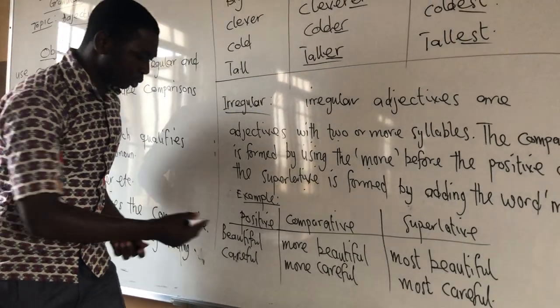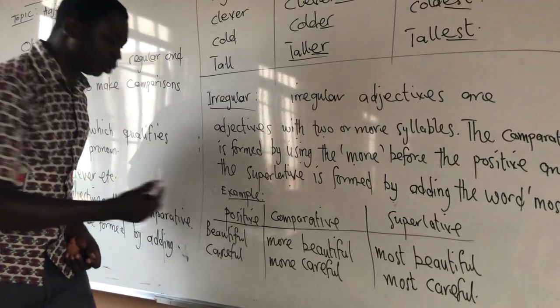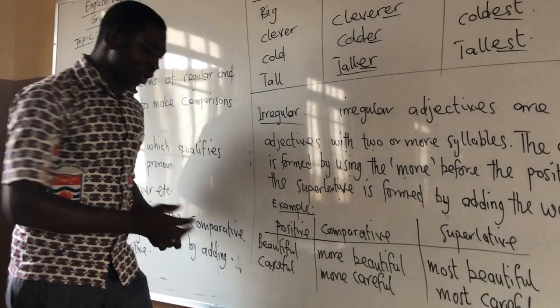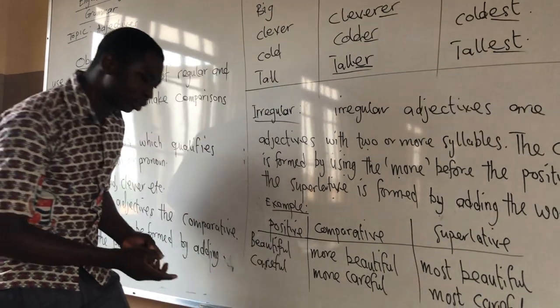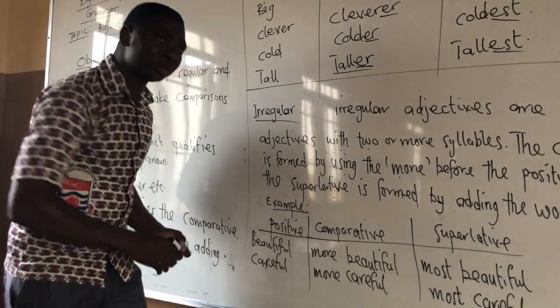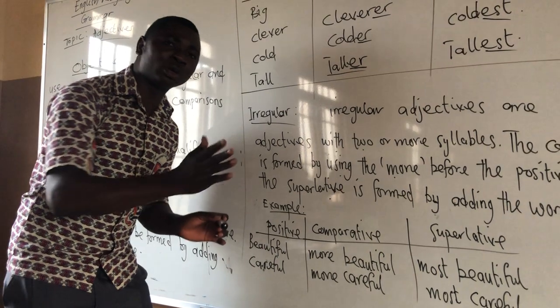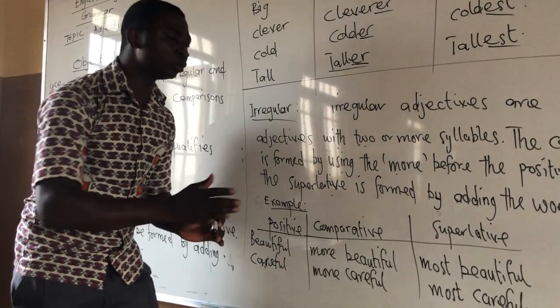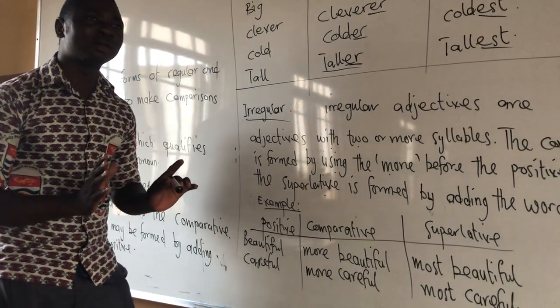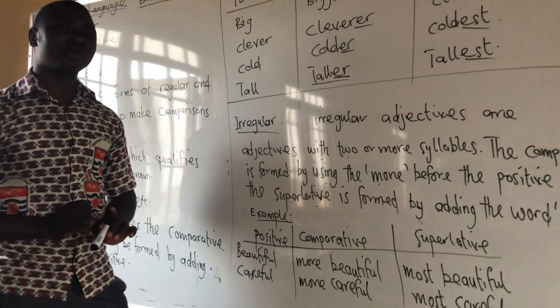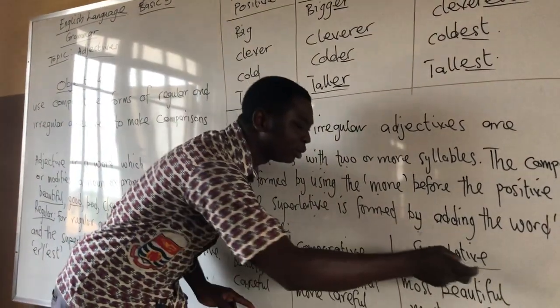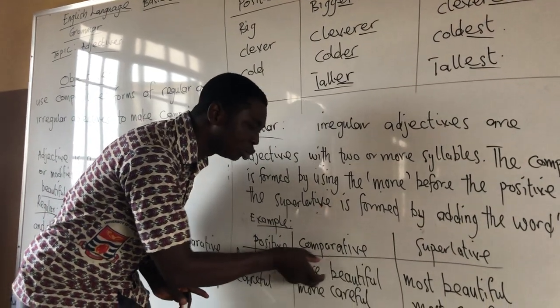So example, the word beautiful. This one you can break into 2 syllables. So beauty is 1 syllable, full another syllable. So beautiful. You don't say beautifuler, but rather more beautiful for the comparative. And then most beautiful.